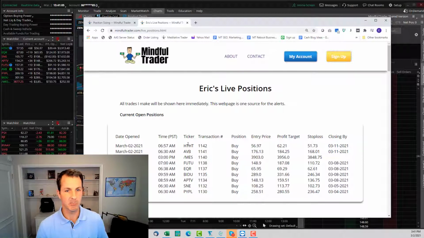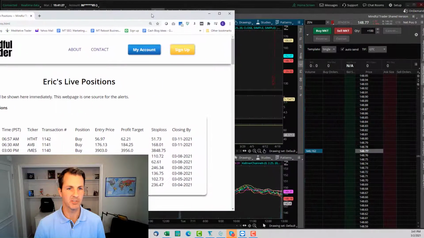And I posted a couple today. I'm filming this today on March 2nd, 2021. And I have HTHT as one example here. And you can see here I show what my entry price was, what the profit target is that I have, and what the stop loss is that I have. And I'm going to now go in and show how we can use that information.